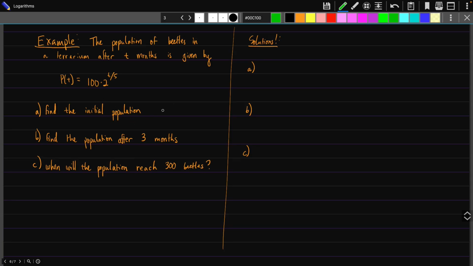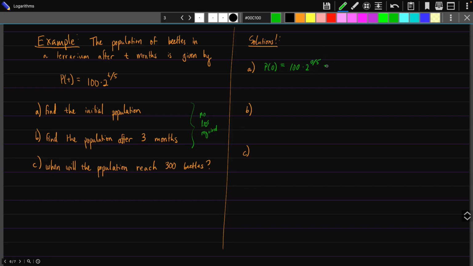So we don't actually need logarithms to solve either of the first two parts, but it's worth working these two out just to see how these three quantities end up being related. So first, the initial population. The initial population is given by p of 0. So in that case, that's 100 times 2 to the 0 over 5.